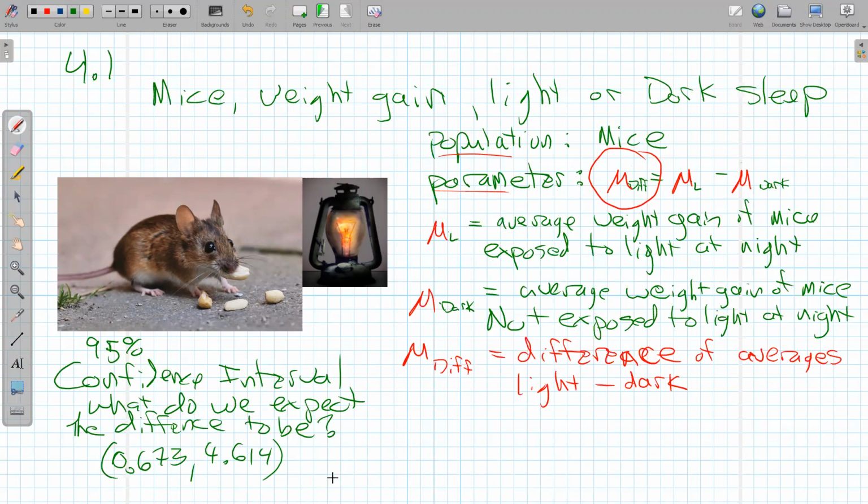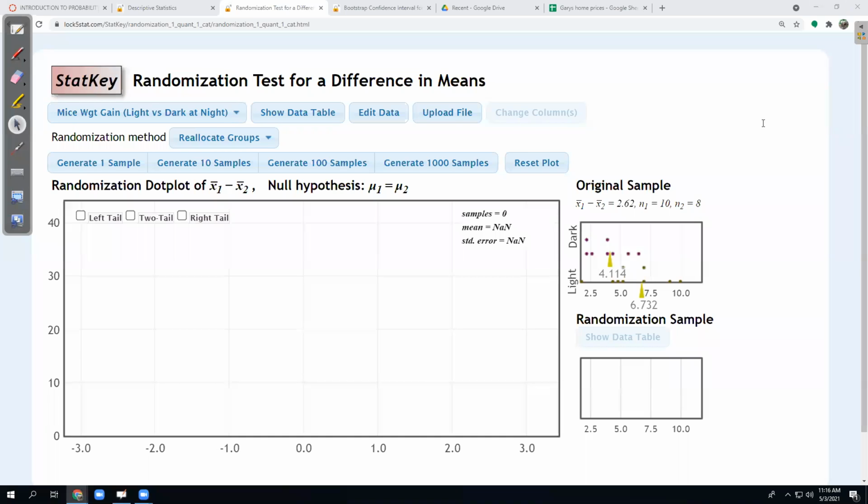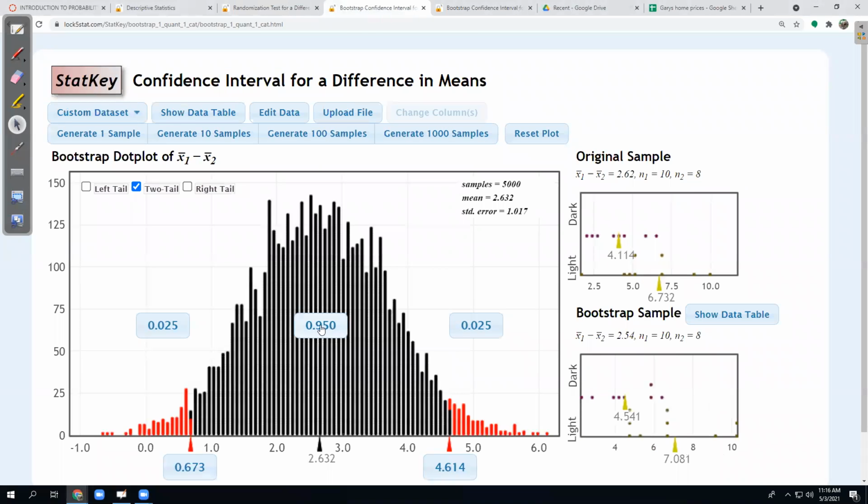And if we look back at the sketch from StatKey, here, 0 would be no difference, and 0 is not in the interval. So a different question than what is the average range for the difference? Well, we think that's between about 0.7 and 4.6 is going to be the average difference in weight gain, being exposed to light or not being exposed to light at night.